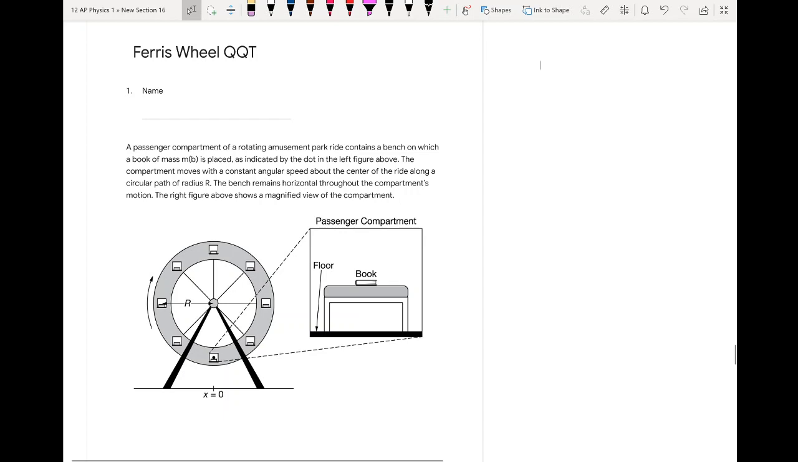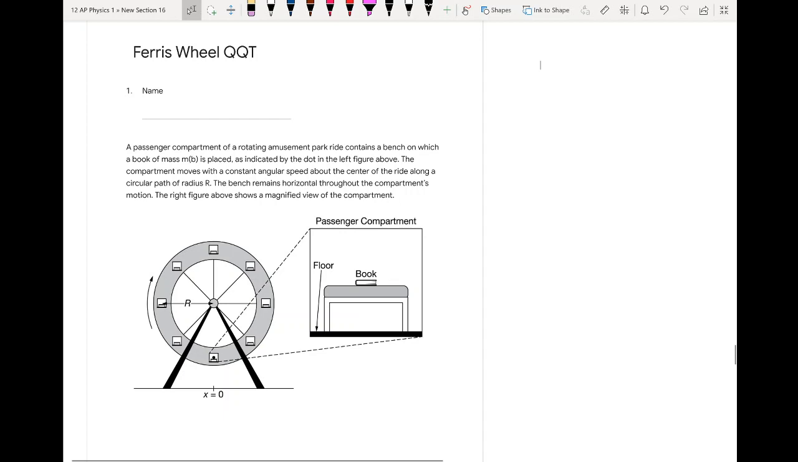Contains a bench on which a book of mass MB is placed, as indicated by the dot in the left figure. I lost where I was reading. Left figure below because I messed up the order. The compartment moves with a constant angular speed about the center of the ride along a circular path of radius r. The bench remains horizontal throughout the compartment's motion. The right figure above or below shows a magnified view of the compartment.